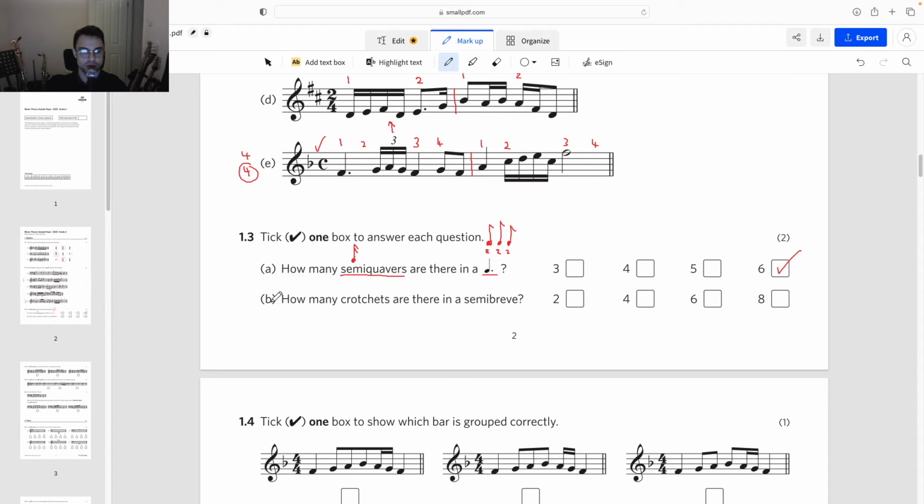All right, question B. How many crotchets are there in a semibreve? Well, there's 4. So semibreve, one of those notes, it's worth 4 crotchets.